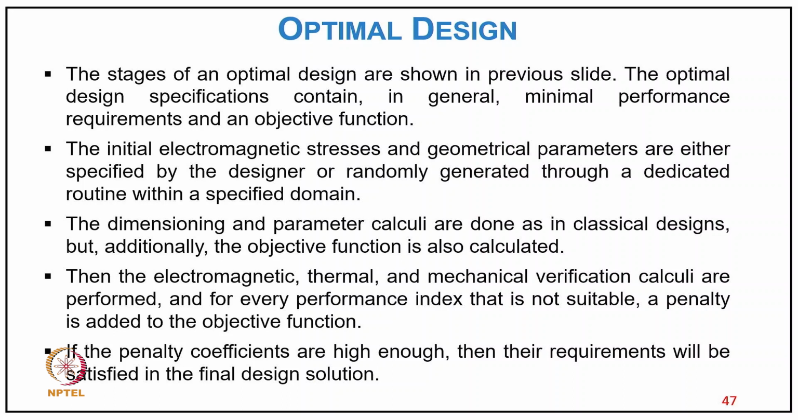The stages of an optimum design are shown in the previous slide. Optimum design specification contains, in general, minimum performance requirement and an objective function. Initial electromagnetic stresses and geometrical parameters are either specified by the designer or randomly generated through a dedicated routine within the specified domain. The dimensioning and parameter calculus are done as in classical design, but additionally, the objective function is also calculated. Then the electromagnetic, thermal, and mechanical verification calculations are performed, and for every performance index that is not suitable, a penalty is added to the objective function. If penalty coefficients are not high enough, then the requirement will be verified in the final design solution.